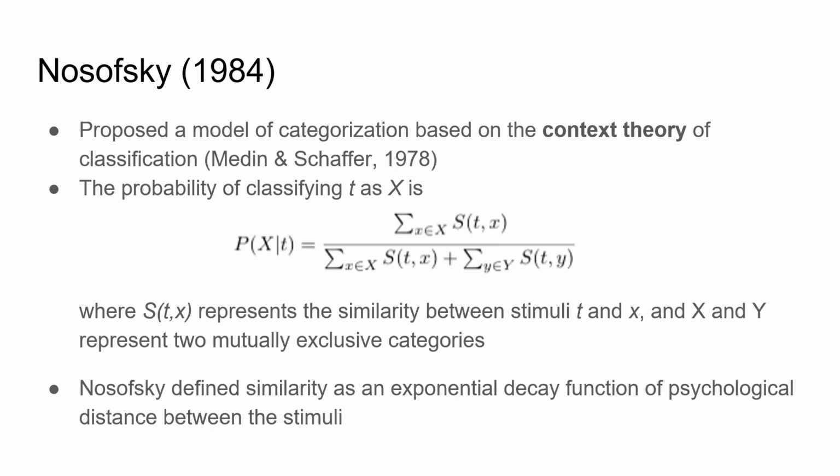So the specific model we used was the generalized context model, which was developed by Nosofsky in 1984 and was based on the earlier context theory of classification, according to which the probability of classifying a stimulus T as belonging to category big X is as follows. Here S of T of X represents the similarity between stimulus T and stimulus small x, and big X and big Y represent two mutually exclusive categories. Nosofsky added to context theory by defining similarity as an exponential decay function of the psychological distance between the stimuli.